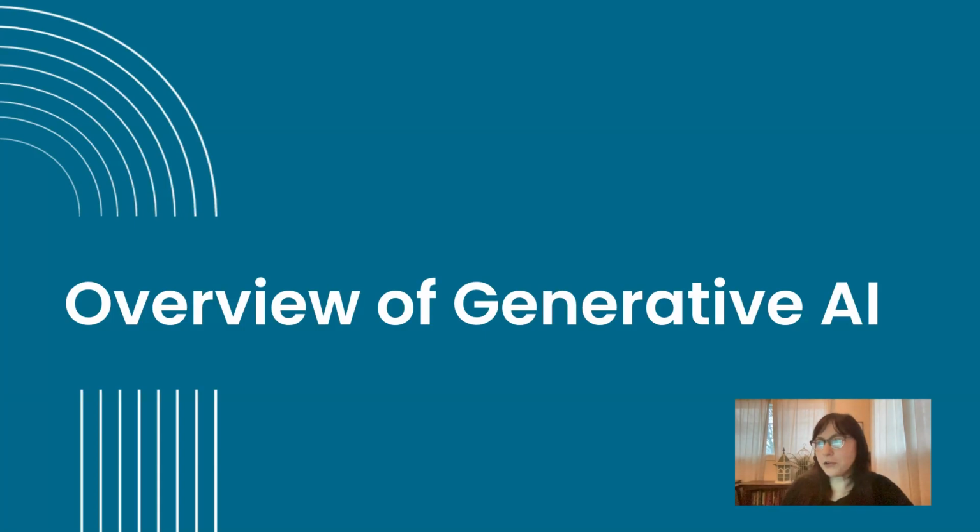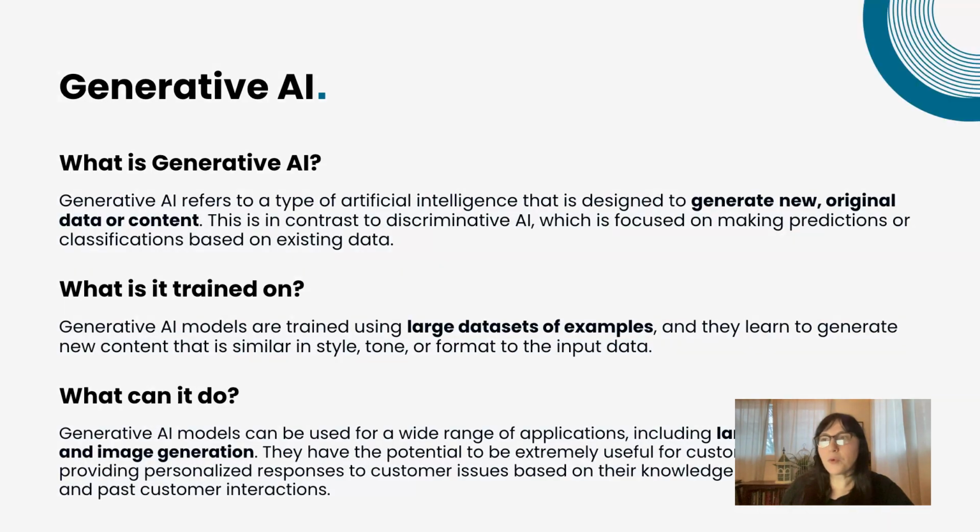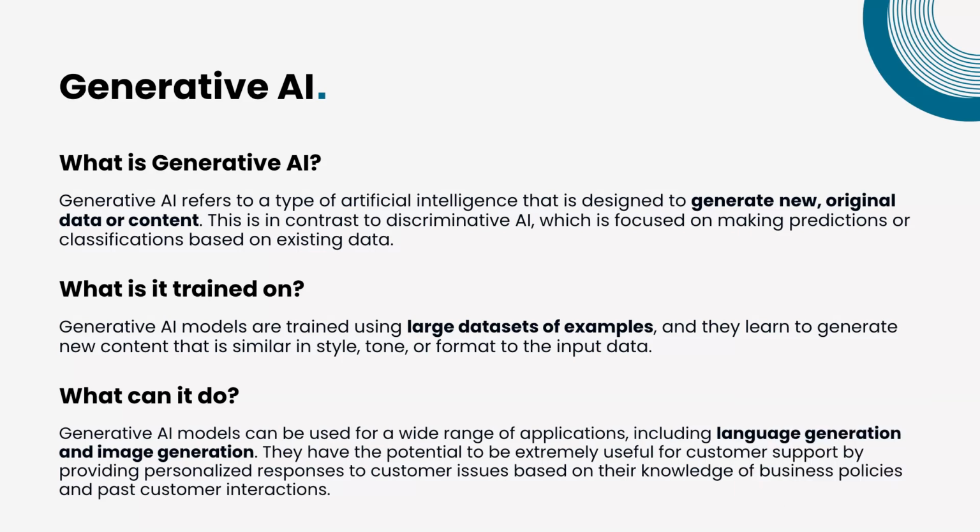So just a brief overview of generative AI. So what is generative AI? This is an artificial intelligence that's designed to generate new and original data or content. Traditionally, we've used discriminative AI, or in recent experience, we've been using discriminative AI, which is designed more to classify data and make predictions. And that's still a very useful tool. But generative AI is very exciting because it's really opened up the possibilities of what we're capable of doing.